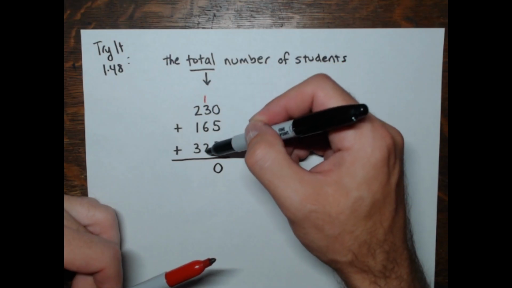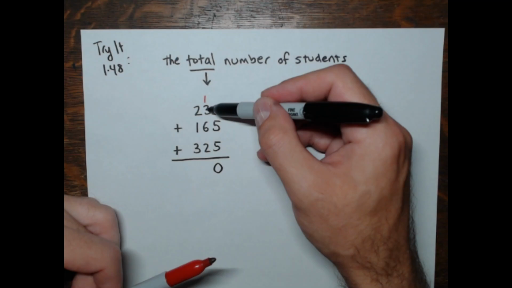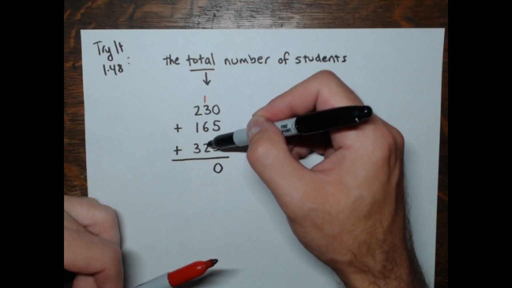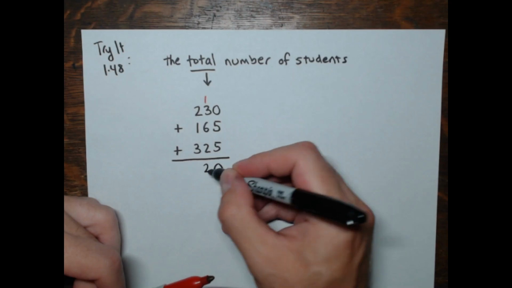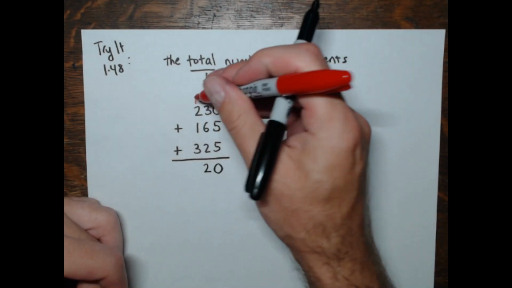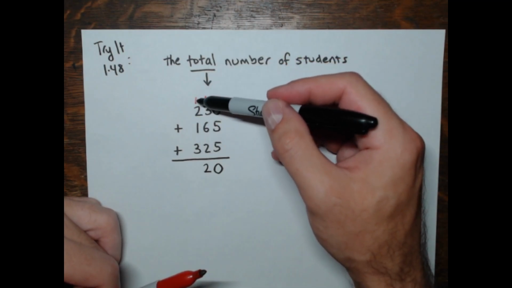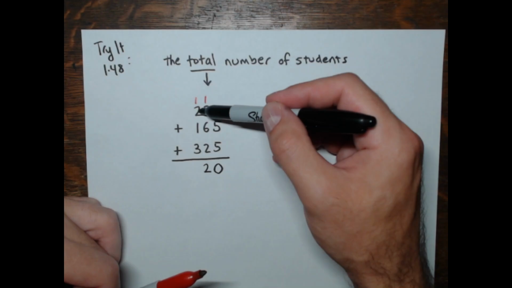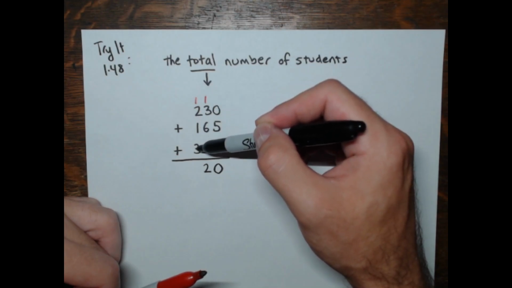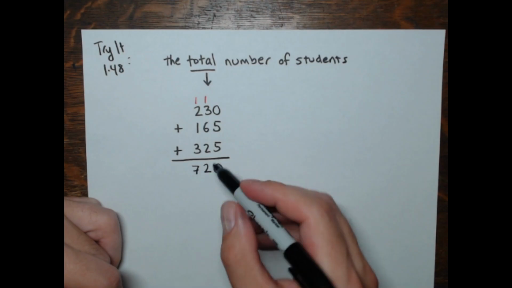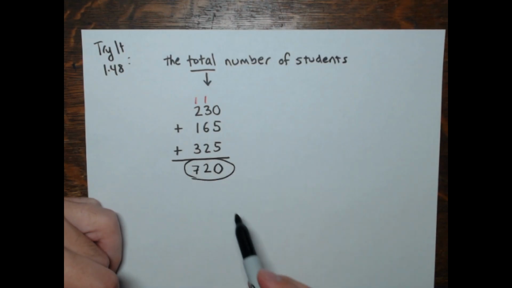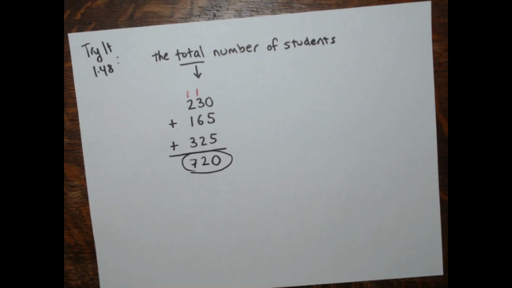Then add the tens digits, 1 plus 3 is 4, 4 plus 6 is 10, plus 2 is 12, so that's 2 in the tens, then carry a 1 in the hundreds, and then add the hundreds. 1 plus 2 is 3, plus 1 is 4, plus 3 is 7. So there we go. Right, there are 720 students.